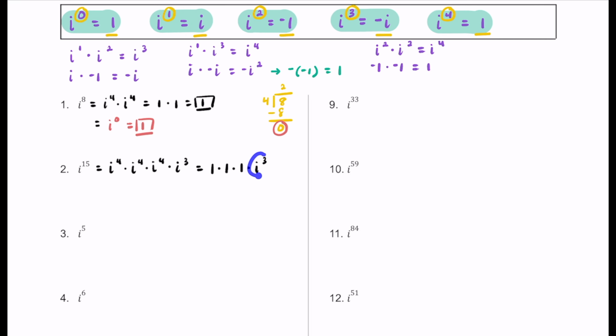And if you look closely at this i to the 3rd power, you can see this i to the 3rd power is equal to negative i. So this whole thing simplifies down to just being negative i.